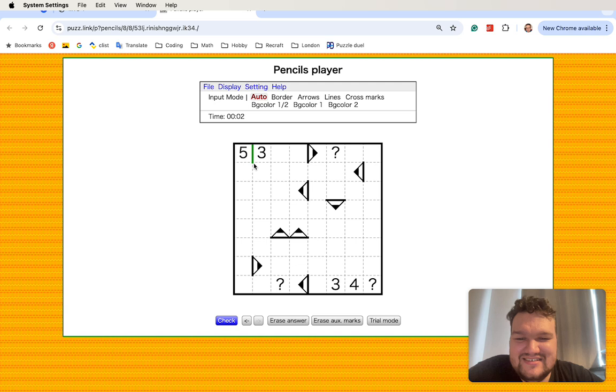5 and 3 should be from different pencils. This 5 goes down. Get the pencil here. This pencil, I guess, of length 1. This 5 should start a line and it should go 5. This question mark must be a part of a pencil. Maybe like this. Well, I don't know yet.